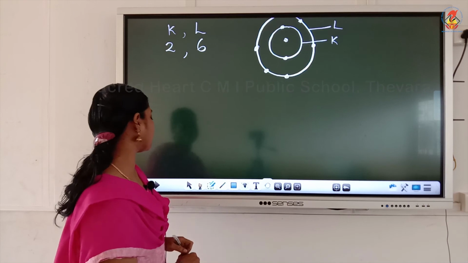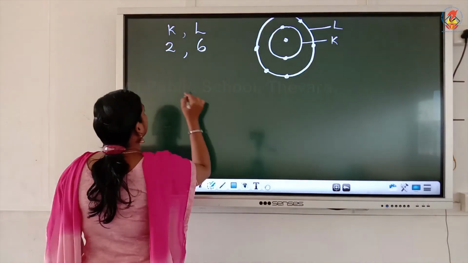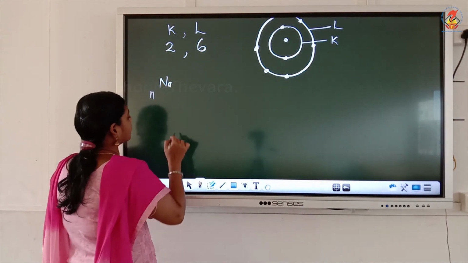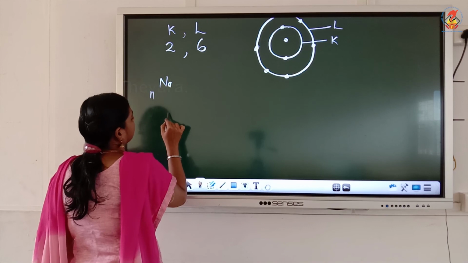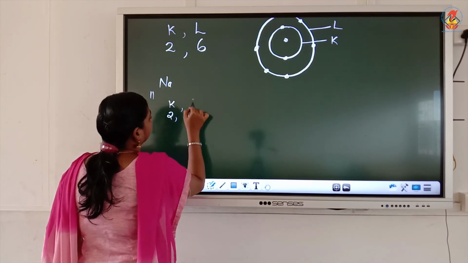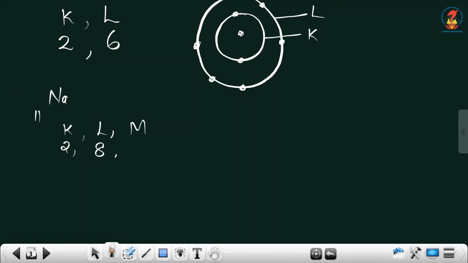And if it is sodium, sodium has 11 electrons. So, at that time the electronic configuration will be: K shell will contain 2 electrons, L shell will contain 8 electrons, and the M shell will contain the rest. 2 plus 8, so total 10. The remaining 1 will go into the M shell.